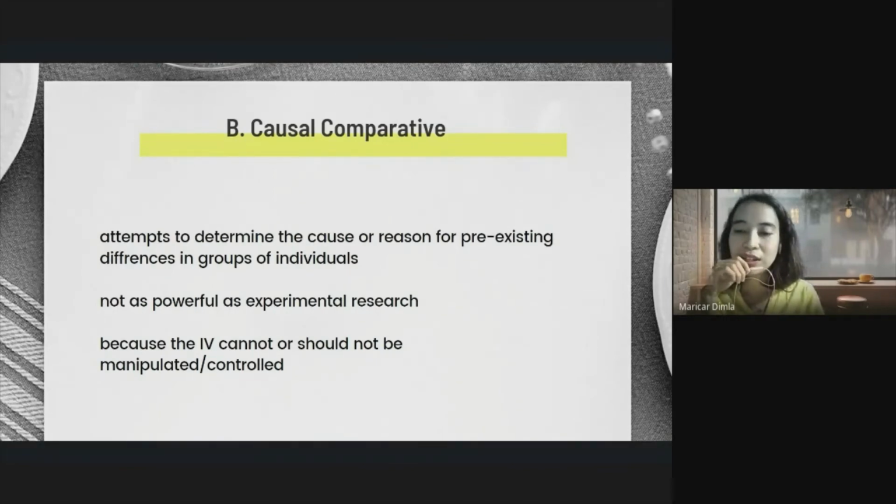Ganon. Yes, Rich. Noted din. Basta nasa attendance yan, i-note mo lang.